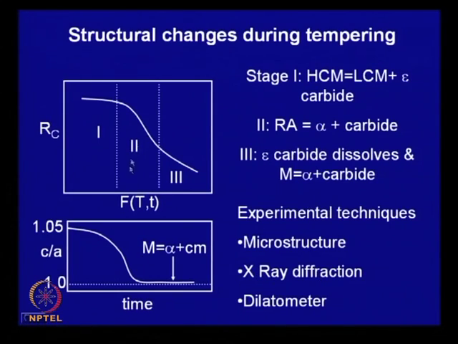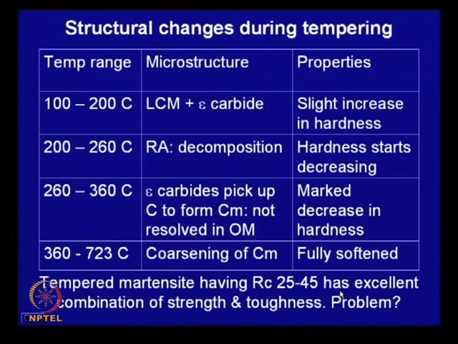Whereas here, at this stage, if you are taking this diffraction pattern and there is a sufficient amount of retained austenite, you will also see the peak corresponding to austenite. You can measure the intensity of the austenite peak and compare it with this ferrite peak, and this ratio will give you the relative proportion of retained austenite and ferrite. So, X-ray diffraction no doubt is a very powerful tool to follow transformation kinetics in tempering.